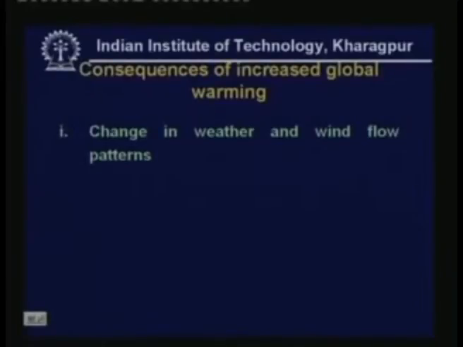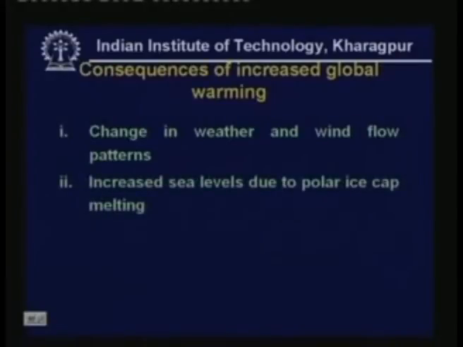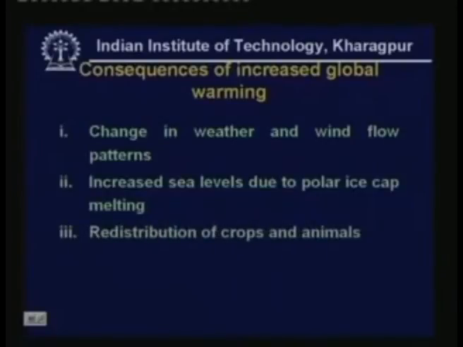Now let us look at the effects of global warming on our ecosystem. It is observed that due to global warming, if the temperatures change, there will be unpredictable changes in weather and wind flow patterns. This will also give rise to increased sea levels, because the higher temperatures will lead to more melting of polar ice caps. As a result, the sea levels will increase, and once they do, there is every possibility that many lowland countries may get submerged. So this is a very serious problem. And the third effect is that due to the increased temperature, there will be a redistribution of crops and animals. All these problems are of a serious nature, as a result of which global warming has become a major concern for the global community.